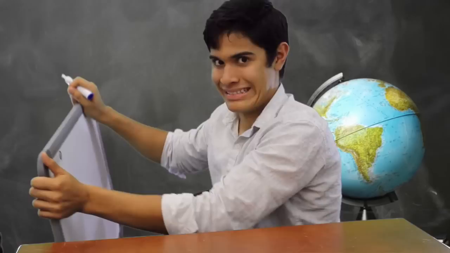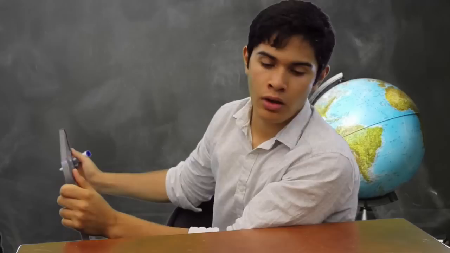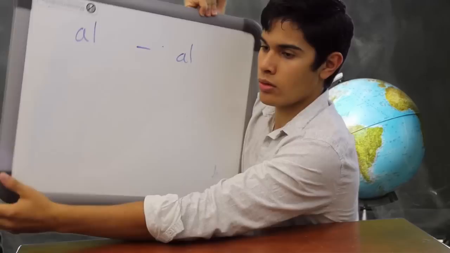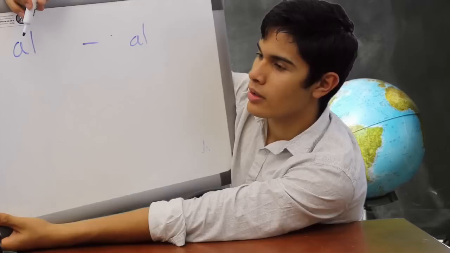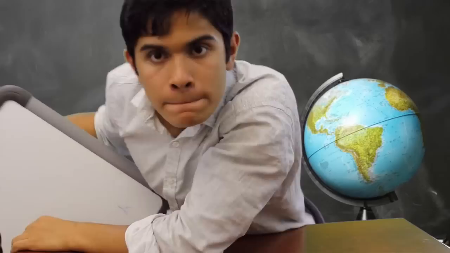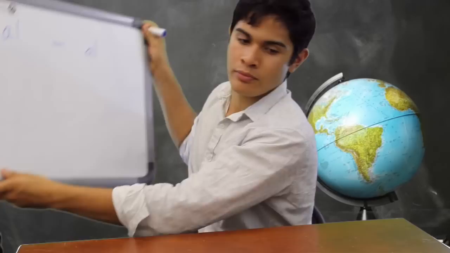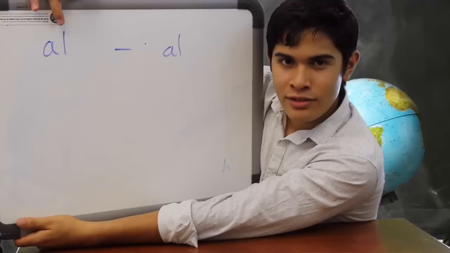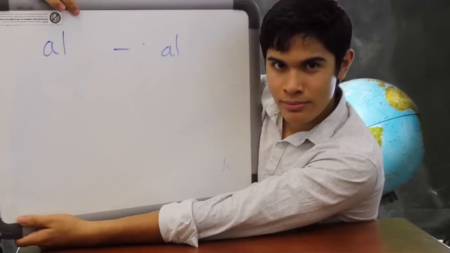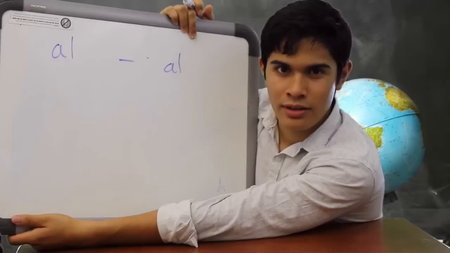Another common cognate would be words that end in A-L. Words that end in A-L are the same. For example, the word normal translates to normal. Animal becomes animal. These words don't change in spelling or accent marks. They only change in pronunciation. Okay?